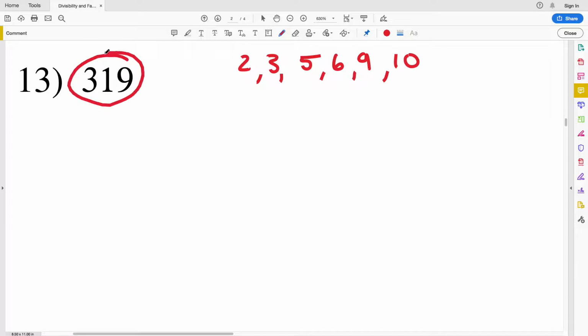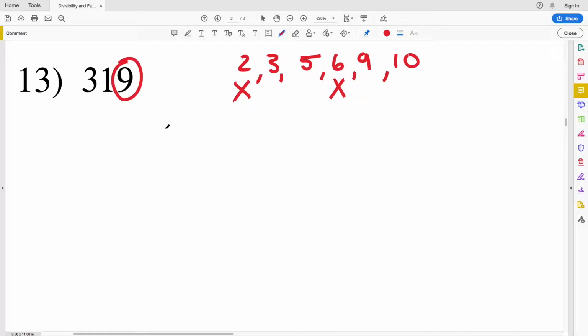So right away, we know that 319 is odd. It does not end in 0, 2, 4, 6, or 8, so it's not divisible by 2. And because it's not divisible by 2, and being divisible by 2 is a stepping stone to being divisible by 6, so we need it to be divisible by 2 in order to be divisible by 6, we can already X out that 6.